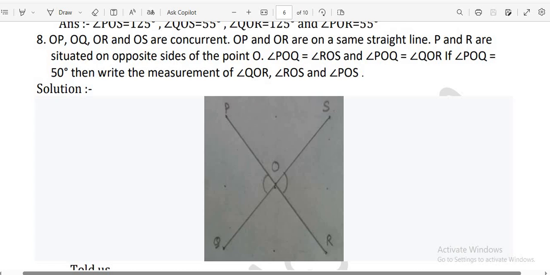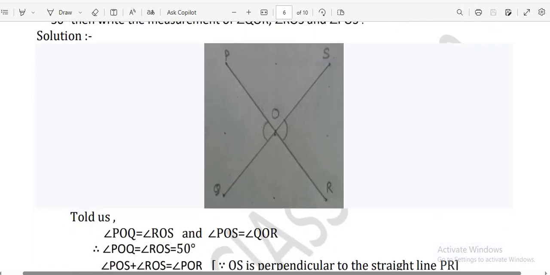Solution. Let us consider two straight lines PQ and SQ intersecting at a point O. We are told angle POQ is equal to angle ROS, and angle POS is equal to angle QOR. So angle POQ is equal to angle ROS, which is 50 degrees.